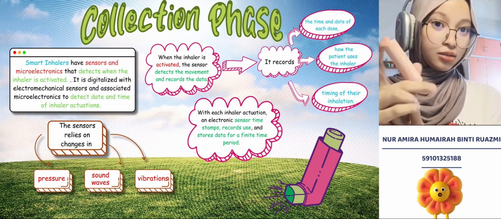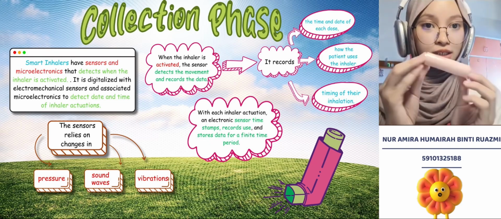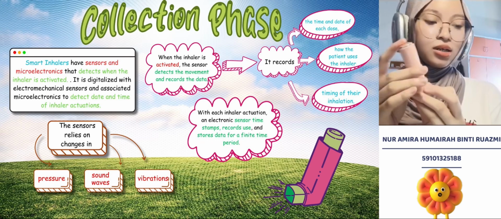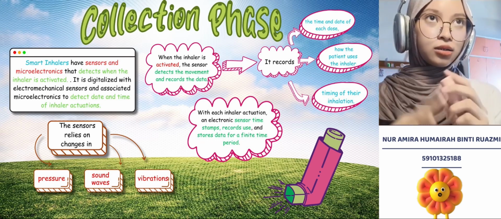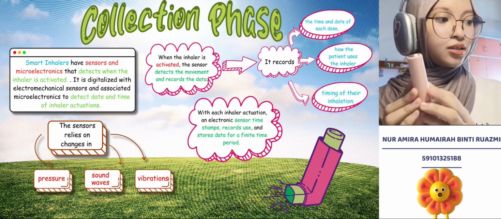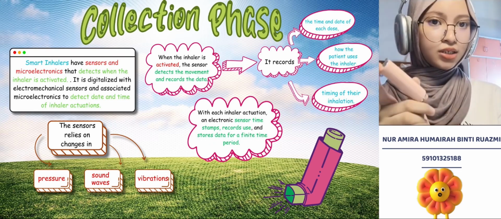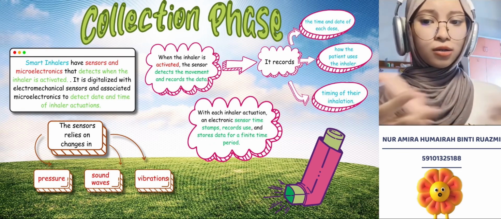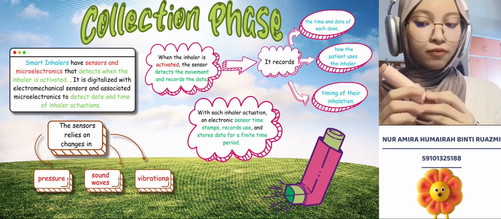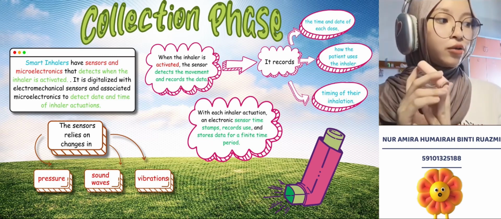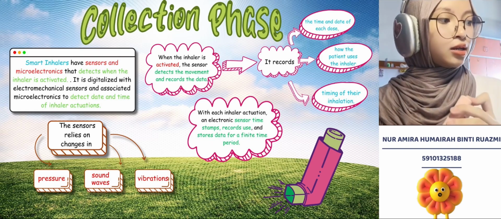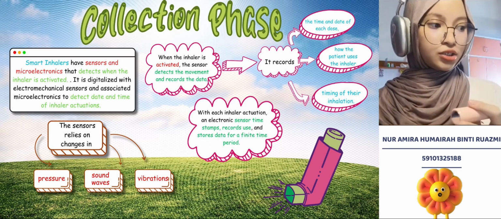For example, this is the smart inhaler. It's imbued with electromechanical sensors, and it can detect everything that you need. When the inhaler is activated, the sensor detects the movement and records the data. So what data can it record? It can record the time and date of each dose, and how the patient uses the inhaler, for example the breathing technique and the timing of their inhalation.